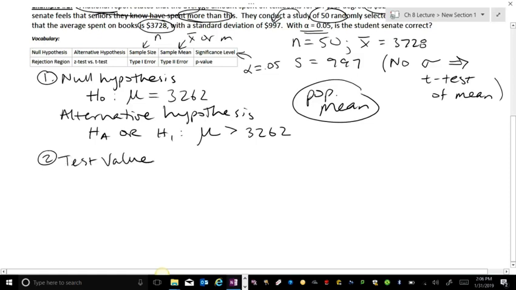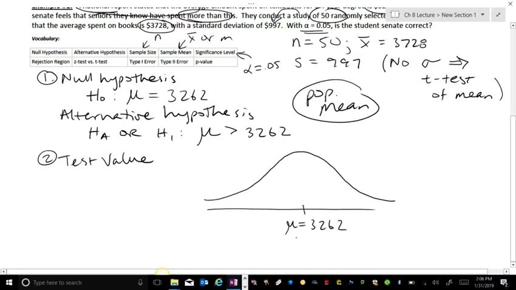As I'm looking for that test value, I'm going to set up a normal curve. I'm assuming that our mean is correct. So we're going to put mu right here in the middle, 3262. This would have a z-score of 0. We think that the mean is greater than, so we're going to put this rejection region where anything significantly greater than 3262 would live. Remember that significance level, that 0.05? 0.05 is the area of this significance region.